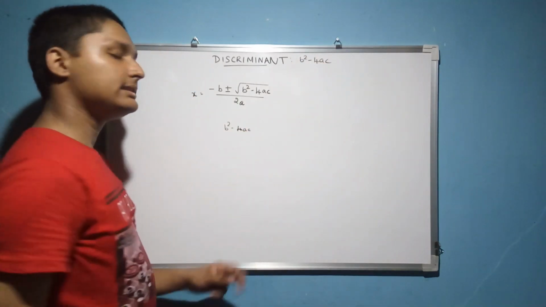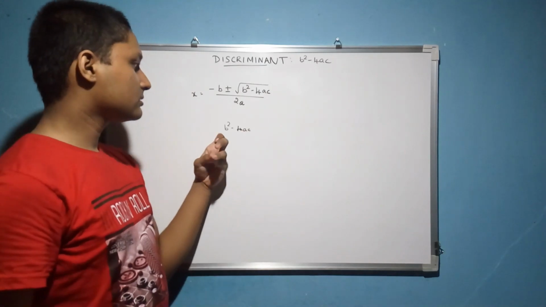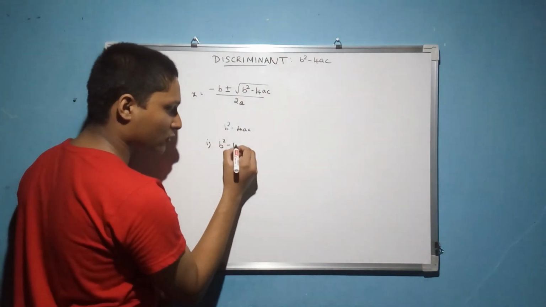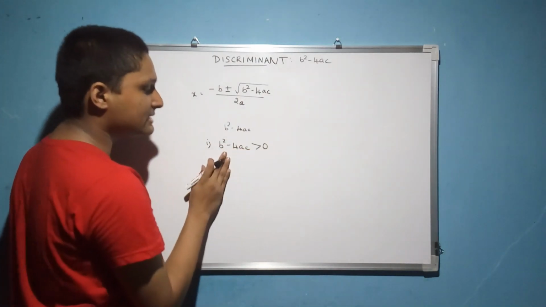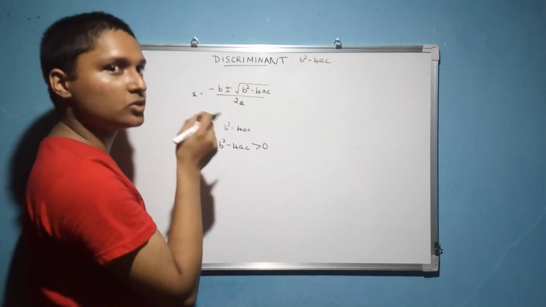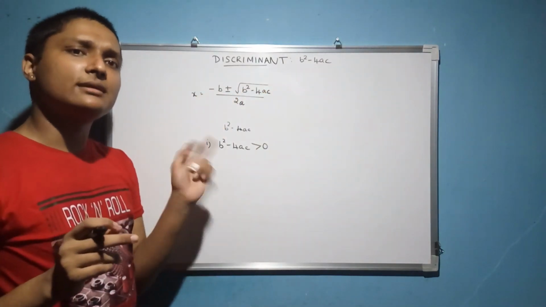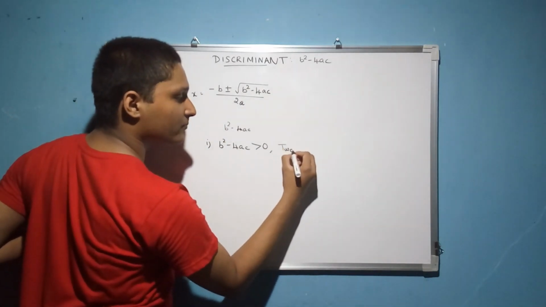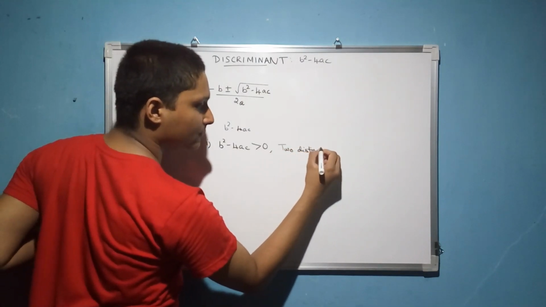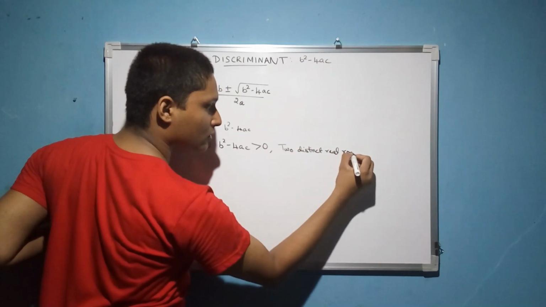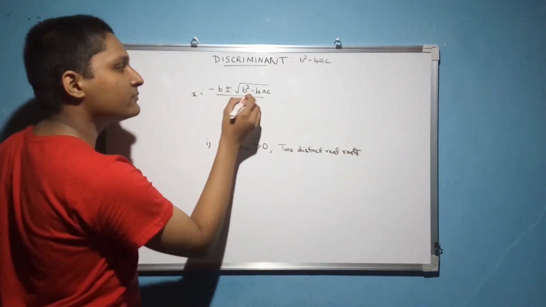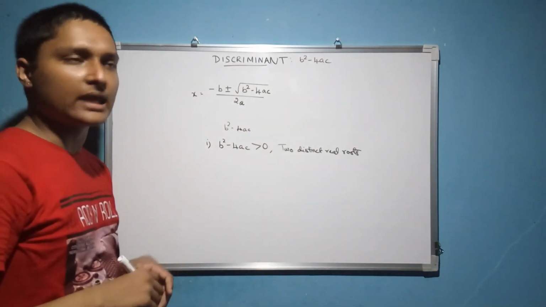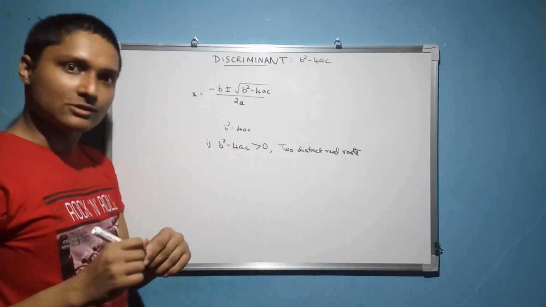There can be three cases possible for this b square minus 4ac. The first case is b square minus 4ac greater than 0. That means the term inside the root is going to be positive. If you get something positive inside the root, it can be real. Therefore, two distinct real numbers are obtained, distinct real roots for the quadratic equation. Because the plus or minus is applicable, you are going to get two different values, right?